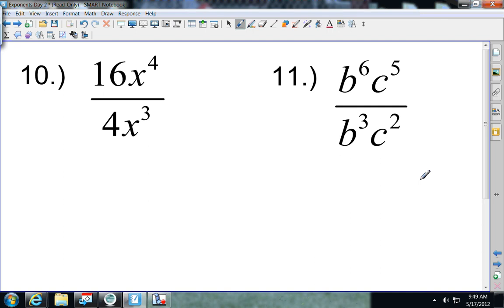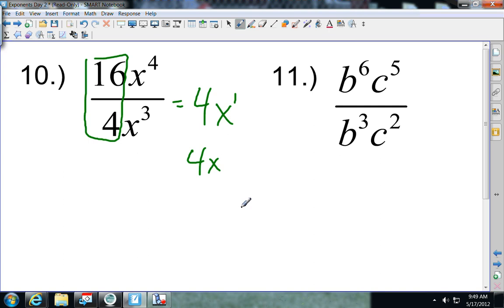Okay, so on number 10 right here, I'm going to take my coefficients and divide. 16 divided by 4 is 4. And my x's, 4 minus 3 is 1, so it's x to the 1st power, which normally we just write as 4x. The next one, I take my b's. 6 minus 3 is 3, b to the 3rd power. The c's, 5 minus 2 is 3. All you're doing is subtracting.